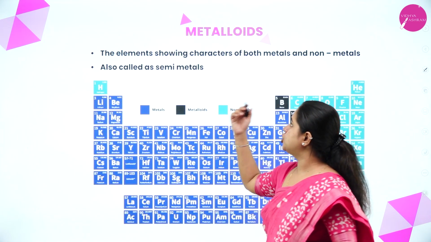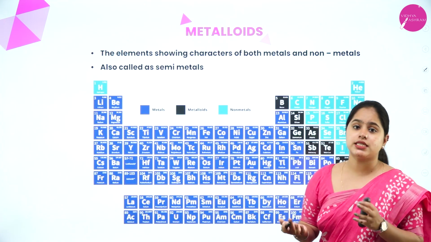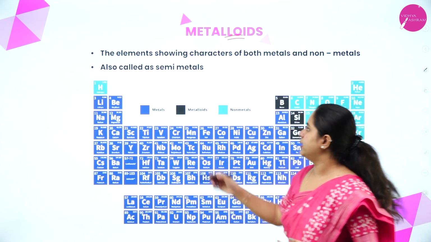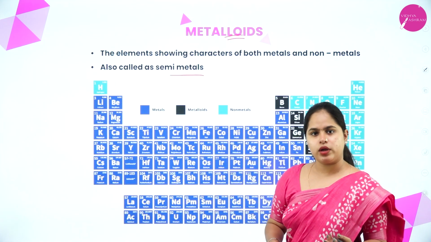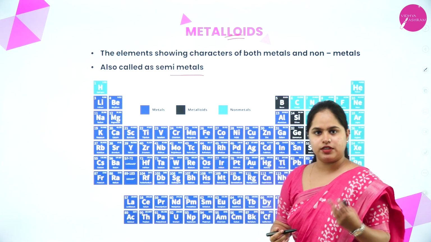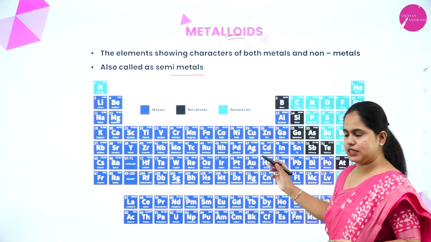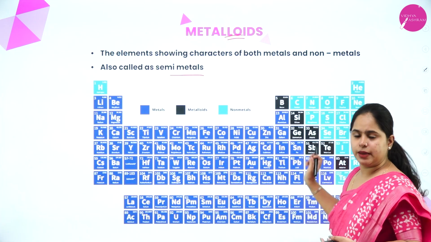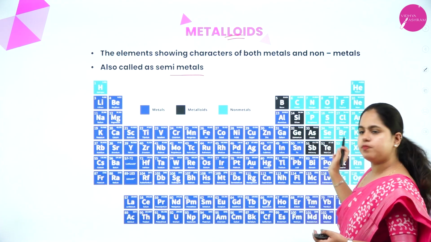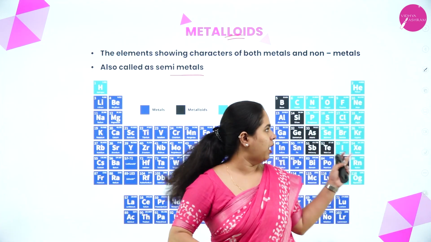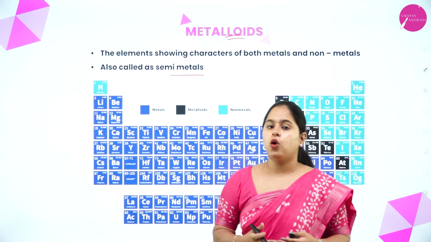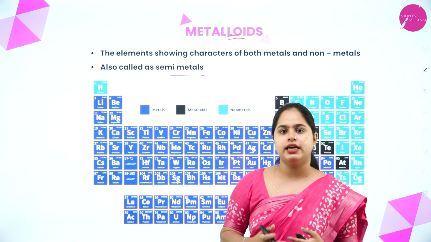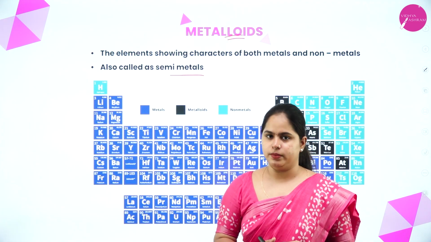Now the elements showing characters of both metals and non-metals are called metalloids. Hence they are also called semi-metals. Okay. Yes. So the same diagram that we saw in the beginning. Yes, this much part is metal. See, only these many elements have the semi-metal properties, that is, they are the metalloids. Yes, and this part is the non-metals. So I hope you are clear with metals, non-metals and metalloids and the trends in metallic character and non-metallic character.